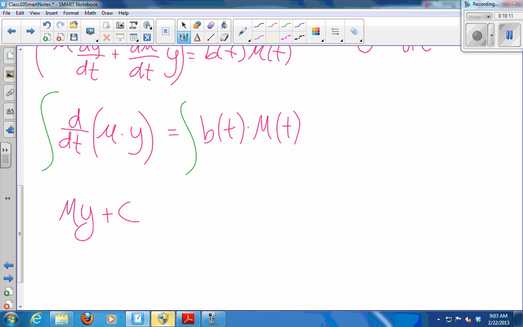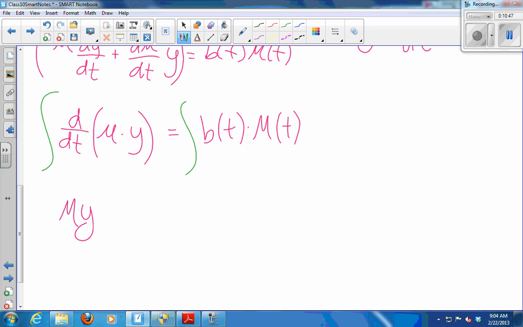Why didn't I write plus c in my notes? Oh, I don't think it is plus c. Because we know that could, yeah. Or, yeah, I guess there is a plus c. I think I'm just going to end up including it in the plus c on the other side.